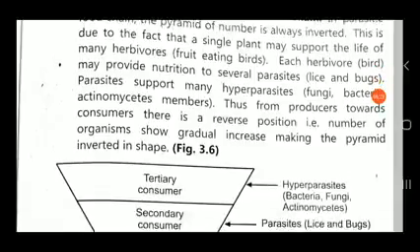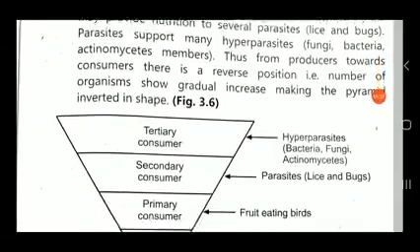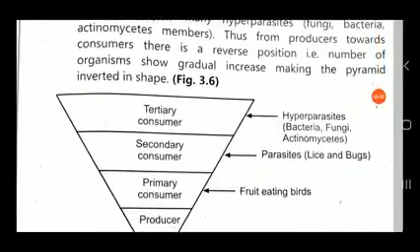Hyperparasites, that is fungi, bacteria, actinomycetes. These parasites support many hyperparasites, up to 10,000 hyperparasites. Thus from the producer toward the consumer, there is a reverse position, that is, the number of organisms shows a gradual increase, making the pyramid inverted in shape.